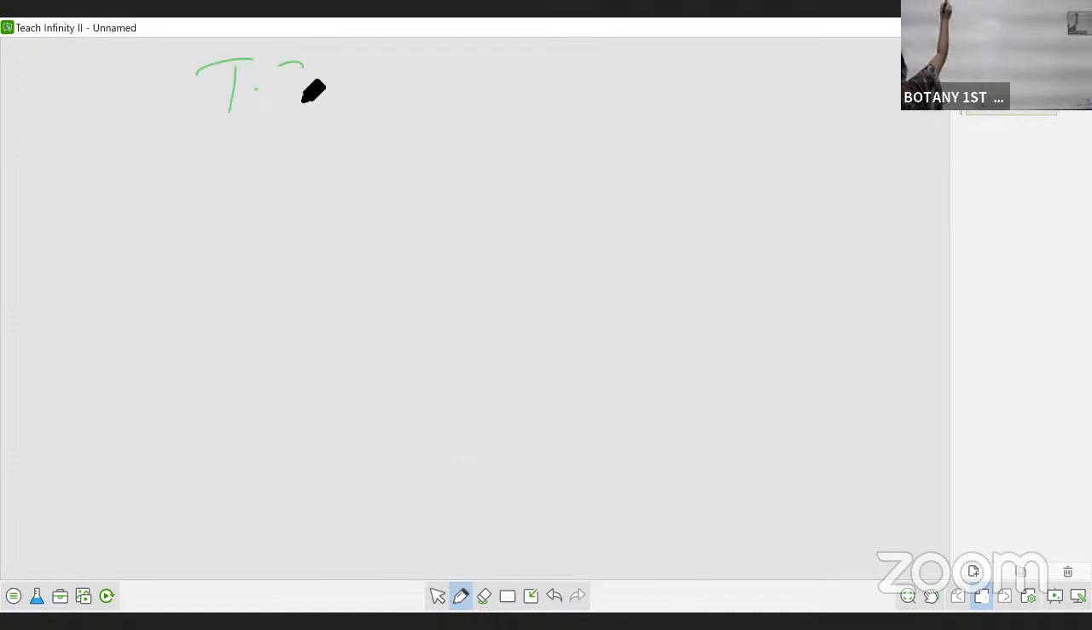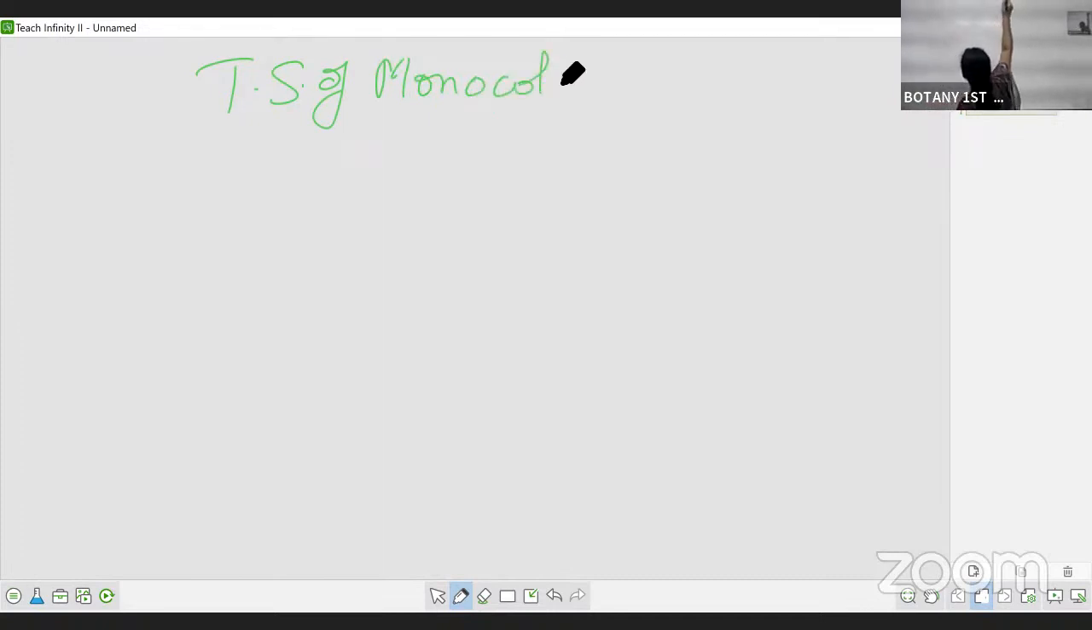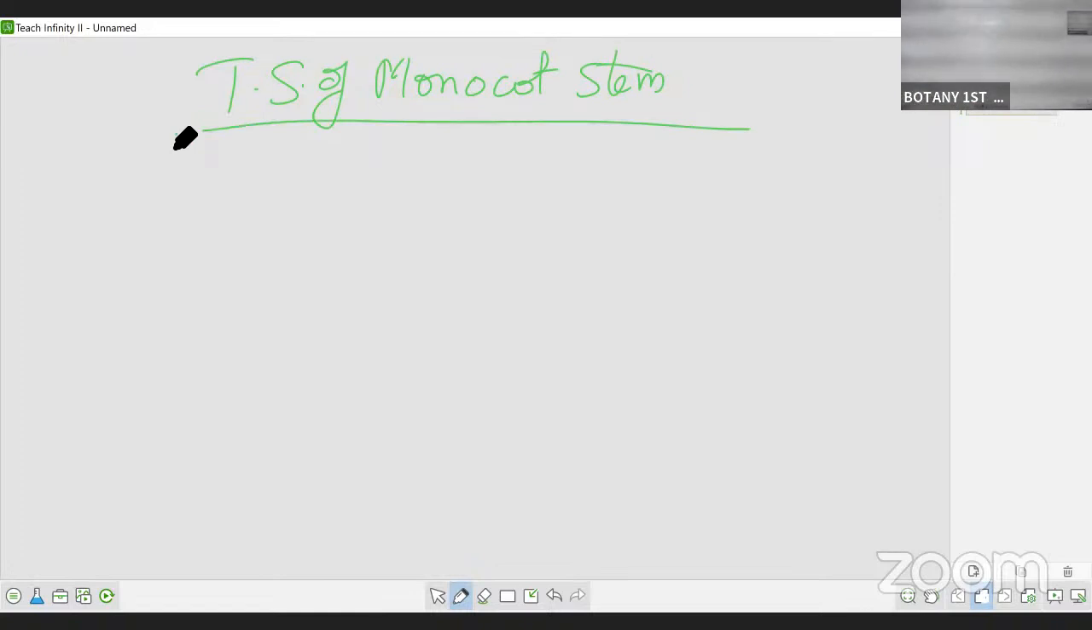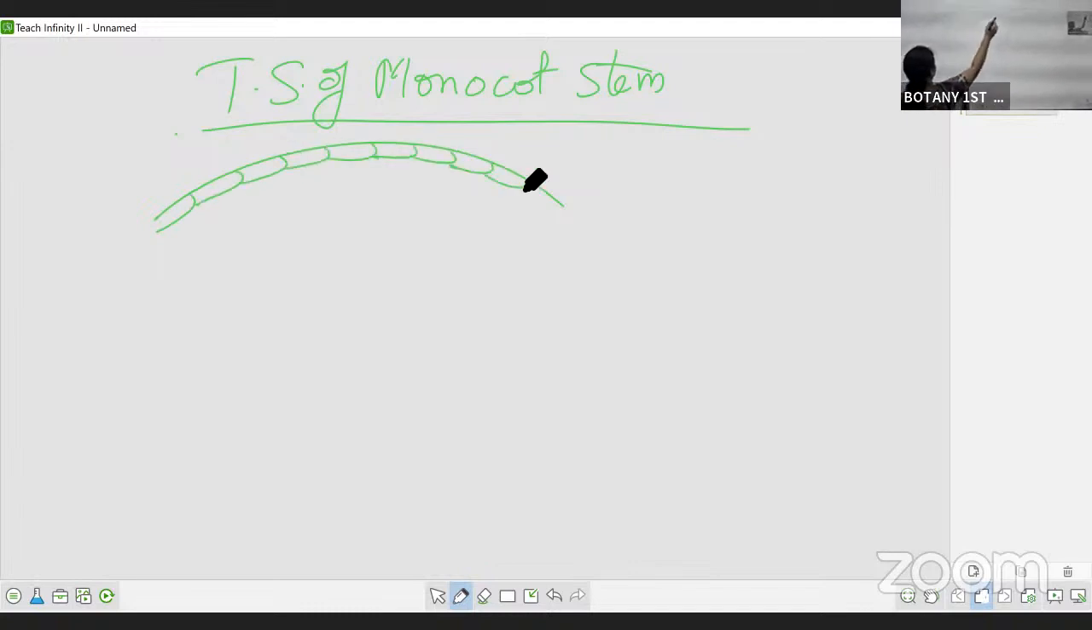TS of monocot stem. So in this, we have to draw. If you are going to use the colors, then use the green color for the cells. Okay. So this is divided into three parts: epidermis, cortex, and the stellar region. So the epidermis is the single layered epidermis made up of simple parenchymatous rectangular shaped cells placed without intercellular spaces. And all these epidermal cells are having chloroplast to do photosynthesis.